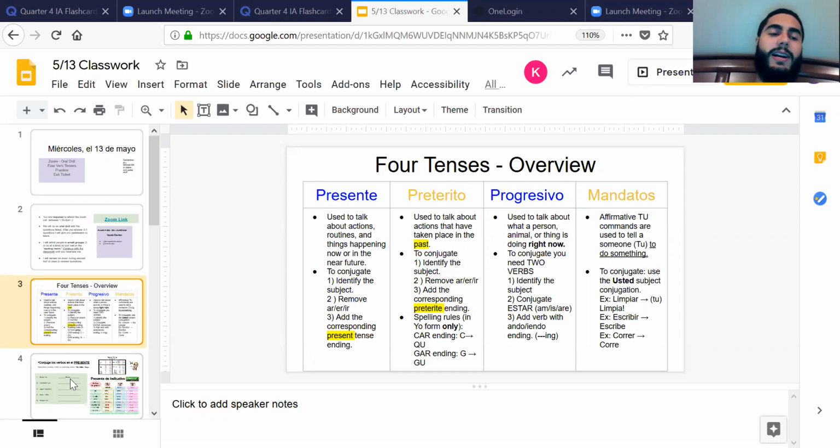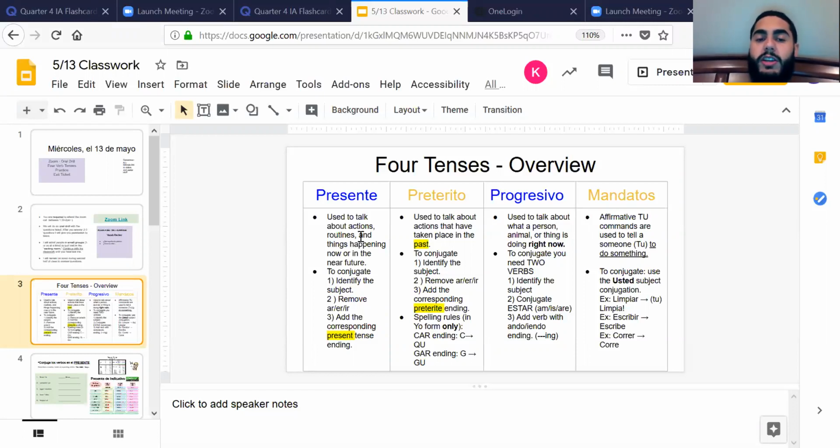Before we get into practicing our conjugations, etc., I wanted to give you a quick little overview of what each tense means, represents, and how to use it, okay? Let's start with presente. Empezamos con el presente. It is used to talk about actions, routines, and things happening now or in the near future.